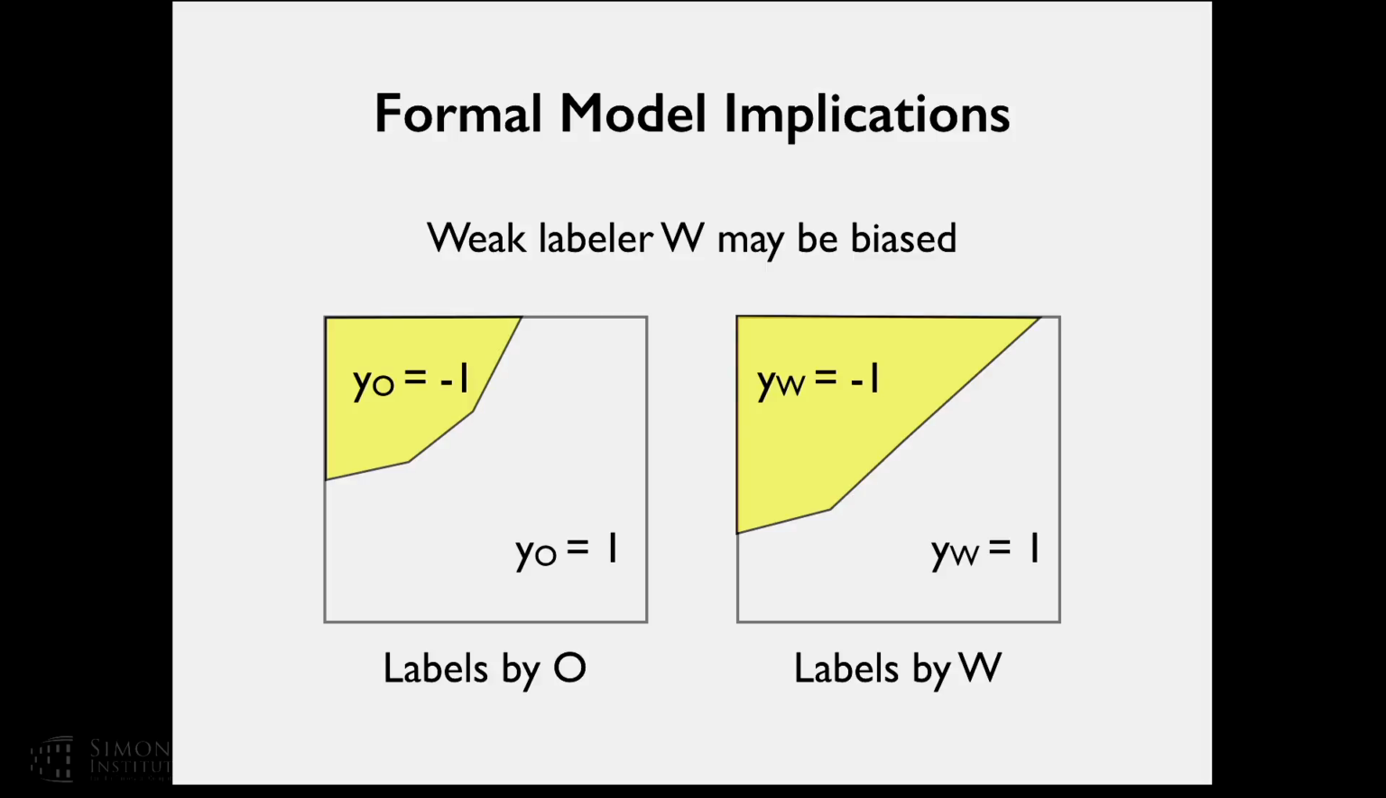Let's say this is O's labeling function and this is W's labeling function. There is a region in the middle where W just completely gives you the wrong labels. And it's not like a random coin toss. You can't ask W 100 times and get better results by averaging, which is something you could do in crowdsourcing. Here you can't, because the labels are just biased.